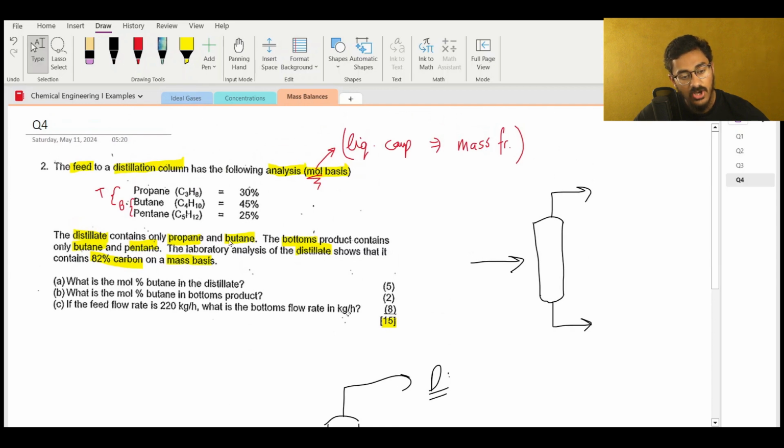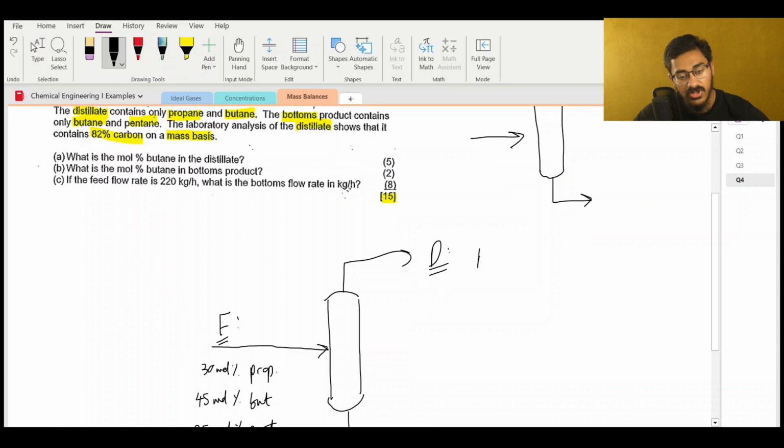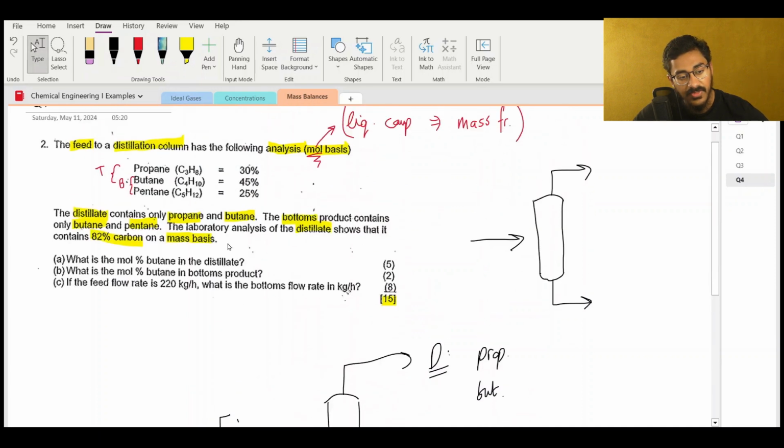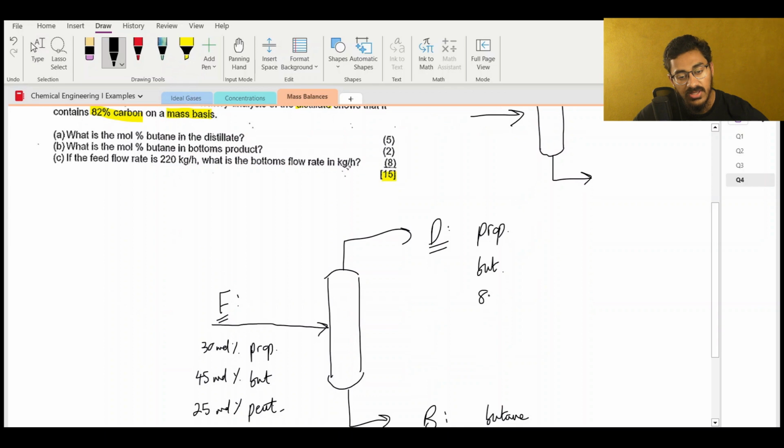The distillate contains only propane and butane. I'm just going to make a note here: there's only propane and butane at the top. And then they tell me that the bottoms only contains butane and pentane. I hope this is making sense so far. And the lab analysis of the distillate shows that it contains 82% carbon. I'm just going to make a note here: it's 82 mass percent or weight percent carbon. That's the only thing I know about the distillate.